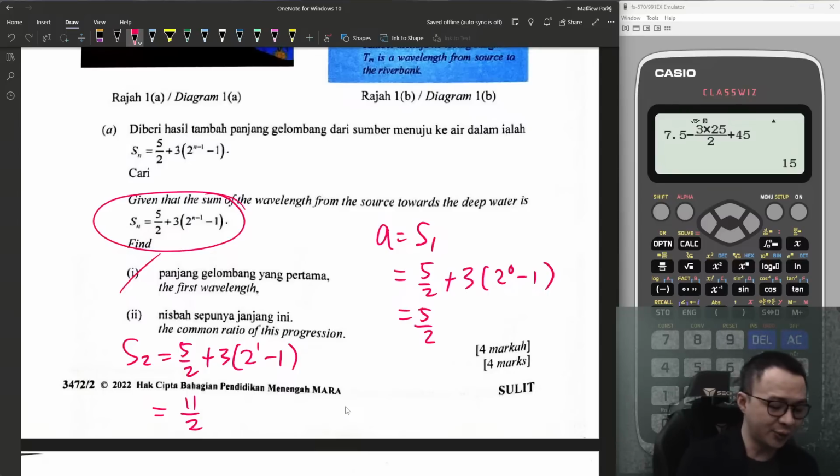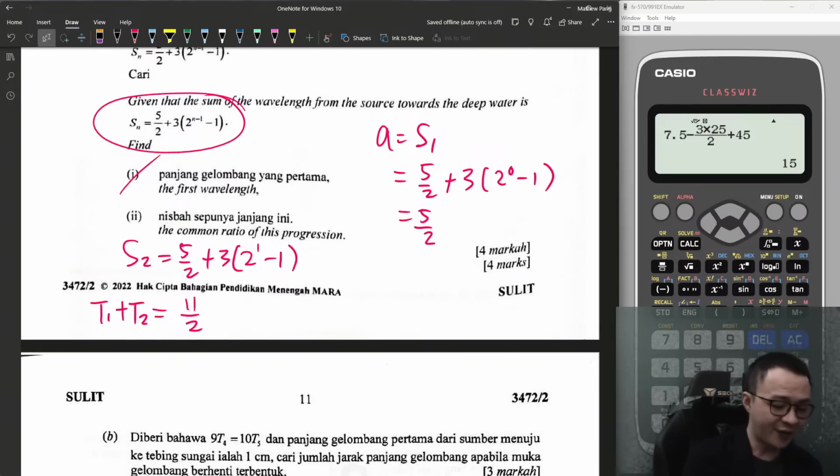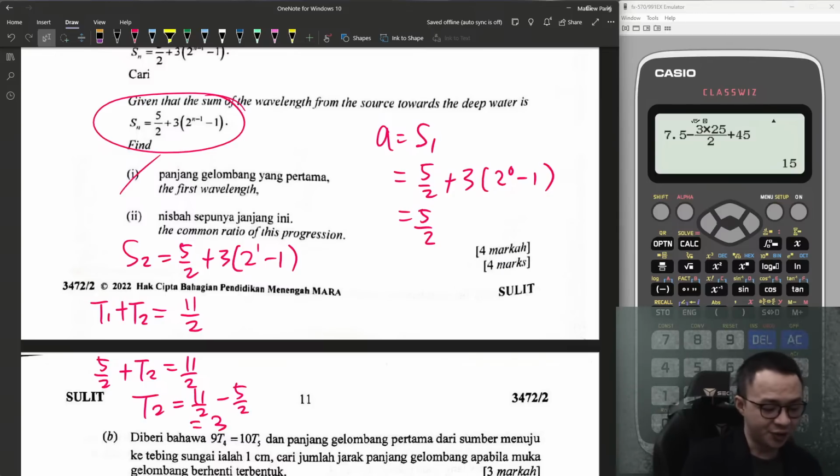So we know S2 is actually the first term plus the second term together, isn't it? Therefore, we already have the first term. So like this, I can get my second term, isn't it? So 11 over 2 minus 5 over 2. So I get 6 over 2, which is 3.